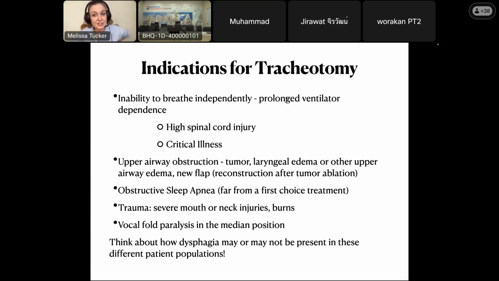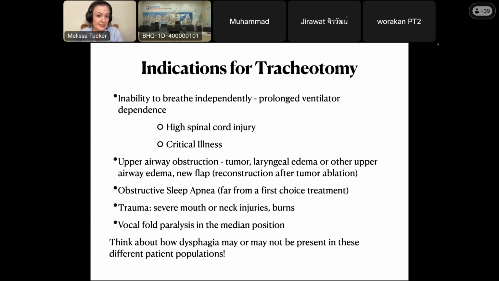Another indication for tracheotomy is upper airway obstruction. So that could be a cancerous tumor, it could be laryngeal edema or other edema in the upper airway, or it could be because they've had a reconstruction for cancer after a tumor was ablated. So for example, a free flap. Some patients receive tracheotomies for obstructive sleep apnea. That is far from the first line treatment, but it is occasionally used in that population.